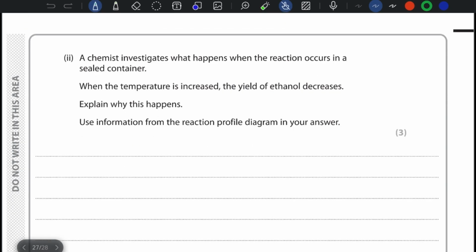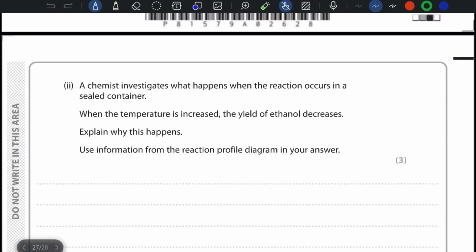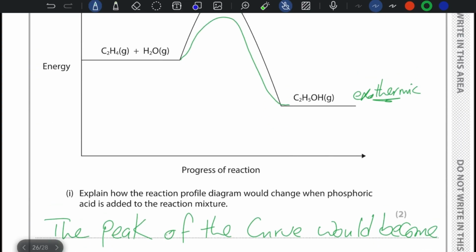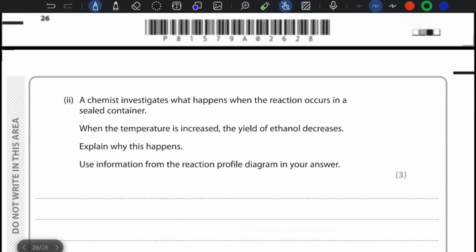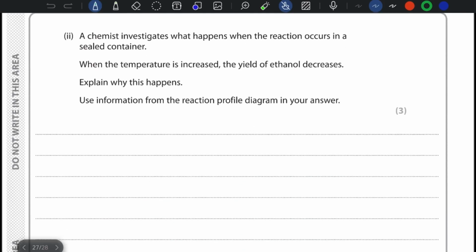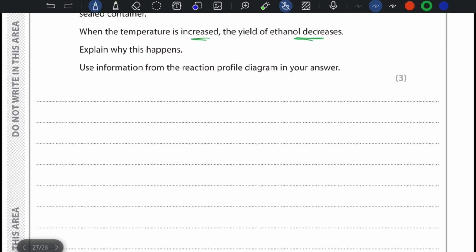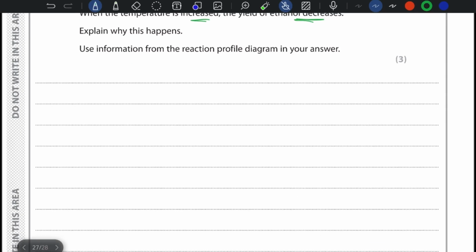A chemist investigates what happens when the reaction occurs in a sealed container. When the temperature is increased, the yield of ethanol decreases. As you check right here, the reaction is exothermic. Why is the reaction exothermic? Because products have less energy than reactants. Explain why this happens. Use the information from the reaction profile diagram in your answer.